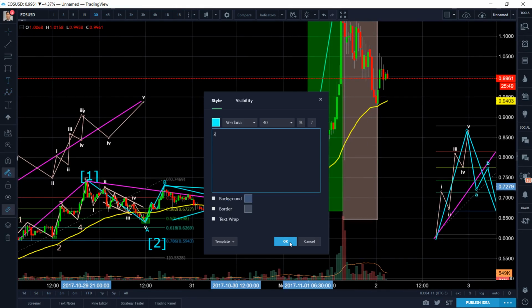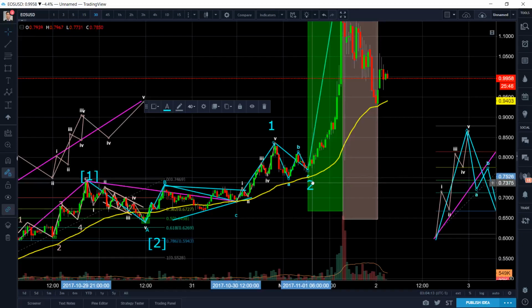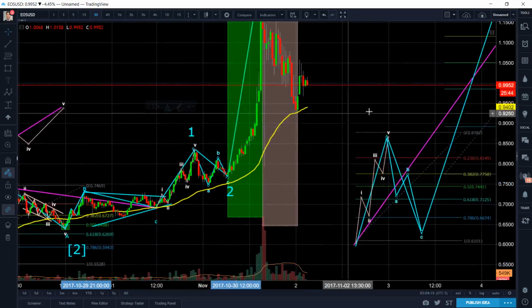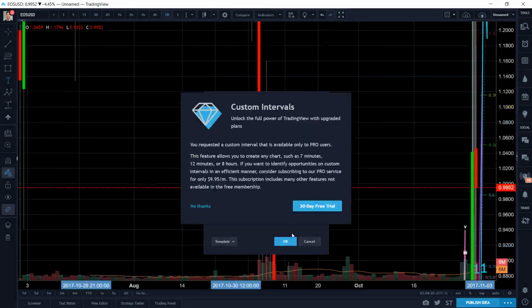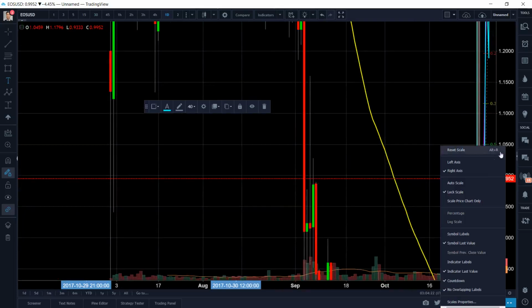So this is now wave 2 that has just finished. And how many more waves do we have, guys? We have a lot more to go. So that's 1. This is wave 2.